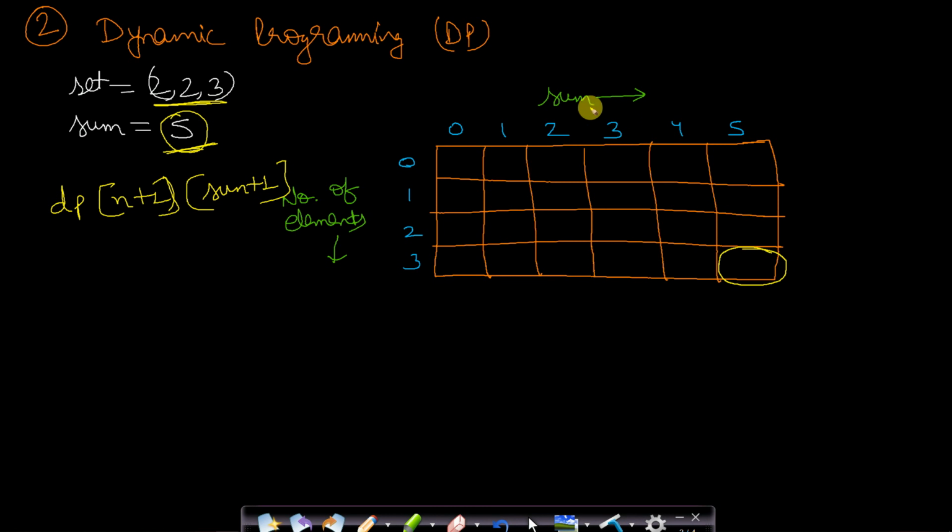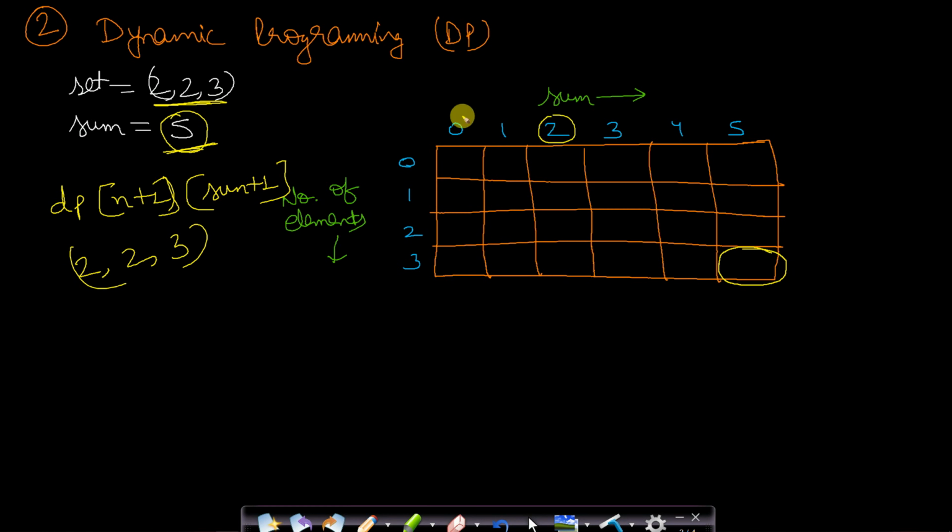The column here shows the sum value. Let us say we are taking this 2. Then is it possible to find this sum 2 by including, let us say, the first element, or the second element, or the third element? This is what is suggested. These columns are the sum values and the rows are the number of elements included. 0 means we have not included any element from our set. I have a set having 3 elements, 2, 2 and 3.